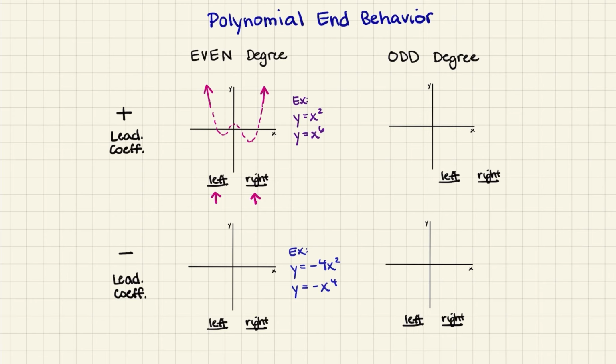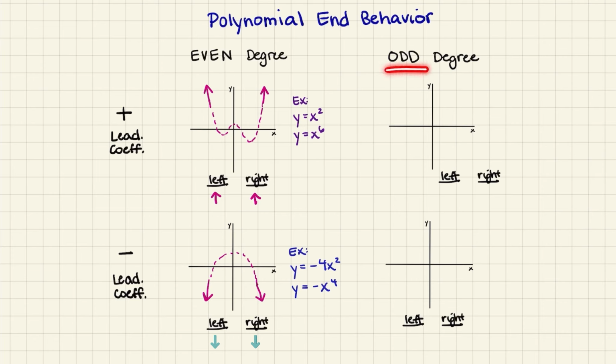So our end behavior of even degree polynomials with negative leading coefficients is going to be down on the left and down on the right. And the middle can have any kind of shape.